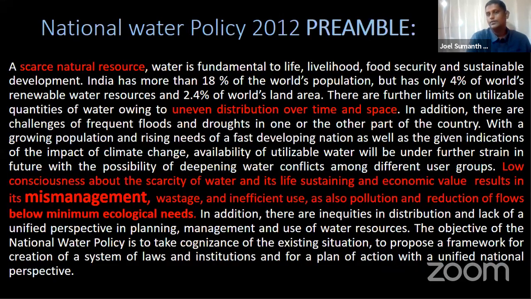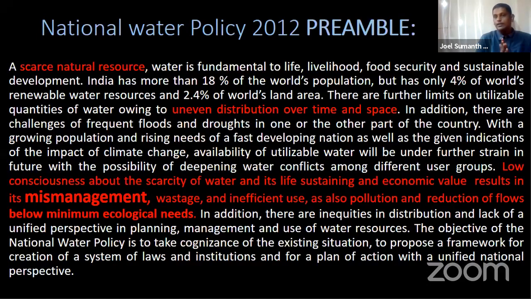And why has it become so scarce? I'm sure today you must have discussed this during the session on climate change. What are the changes in our weather and why is water becoming scarce? India has about 18% of the world's population, but only 4% of renewable water resources, and only 2.4% of the land resources. One of the major challenges of water is its uneven distribution over time and space.